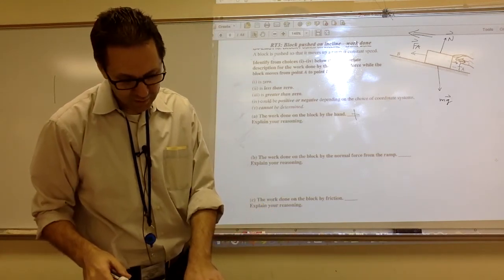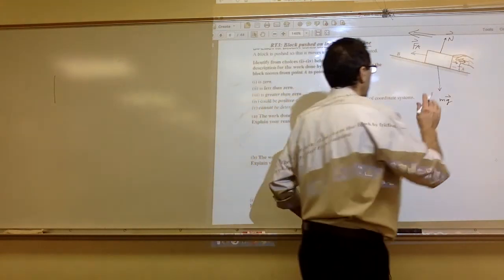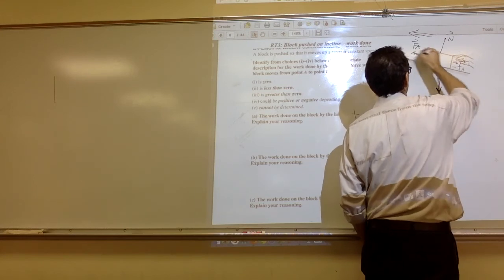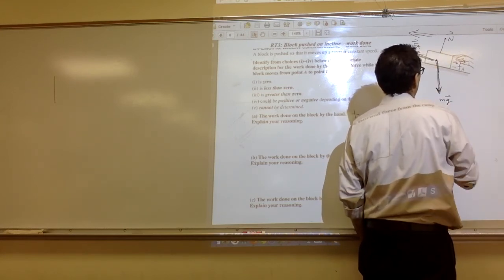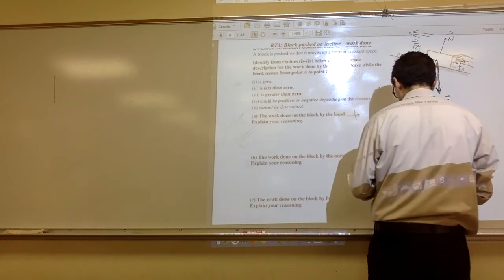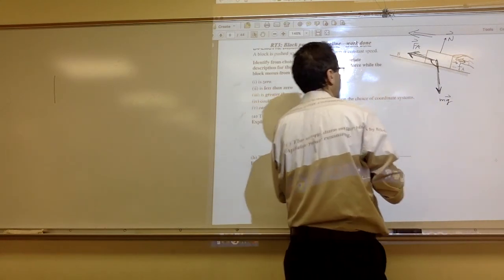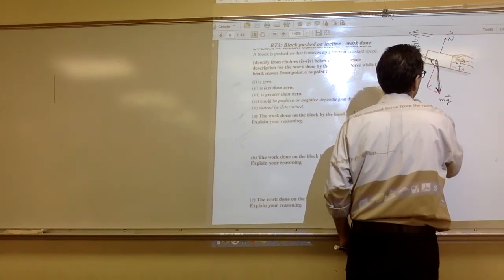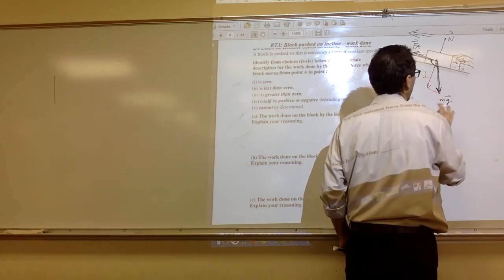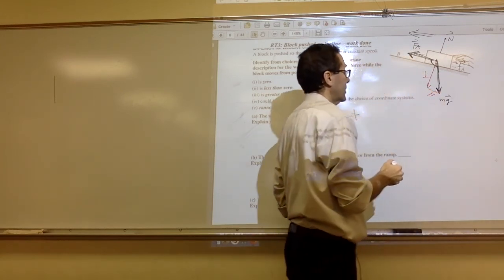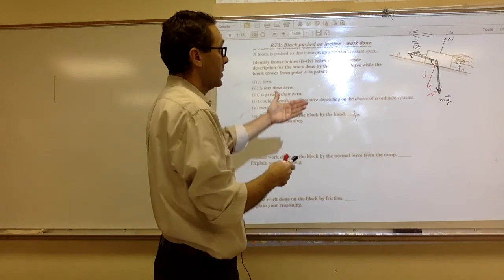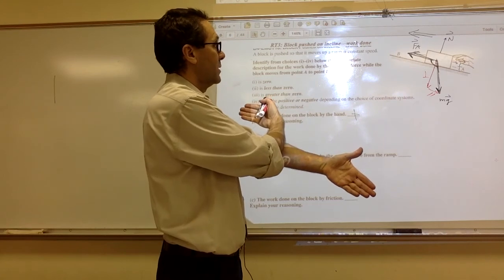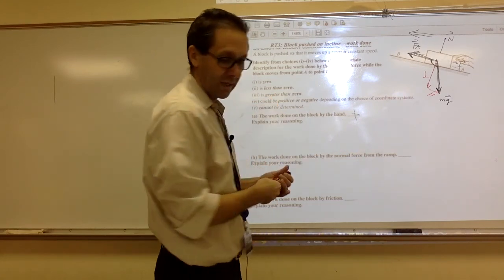The work done on the block by the gravitational force. Now we can do this quickly. You can see that the gravitational force and the direction of travel right here make an angle that's greater than 90 degrees, so the work has to be negative. If you don't like it that way, you can break this force of gravity into components. The perpendicular component doesn't do anything. The parallel component is what does the work. The parallel component is pointing down the ramp, and the object is moving up the ramp, so it's got to be some negative work.